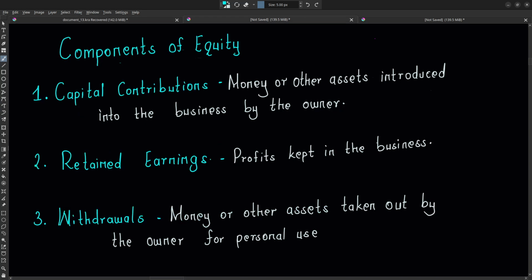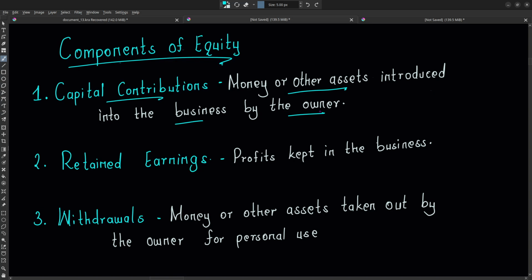Let us look at the components of equity to get an understanding of what makes up equity. The first component is capital contributions. Capital contributions is the money or the other assets introduced into the business by the owner of that business. For example, if I am to start a business buying and selling cups, and I remove money from my own pocket and inject it into the business to buy the initial stock, that is what we are calling capital contributions.